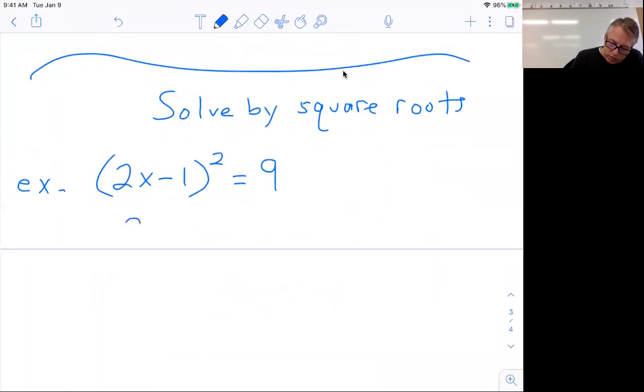When I take the square root of the left side, I just get 2x minus 1. And the square root of 9 is 3. But don't miss this big thing right here. It is plus or minus 3. And one thing to help me remember that is I should get 2 answers, or I might get 2 answers at least. So I take the square root of the left side, and I just get the 2x minus 1. But when I take the square root of the right side, it's plus or minus.